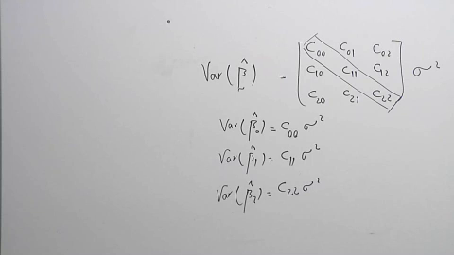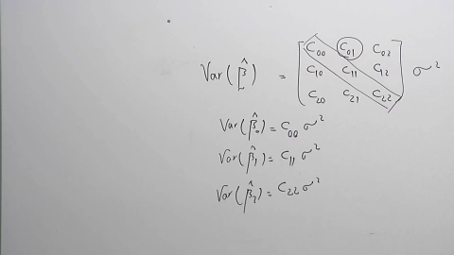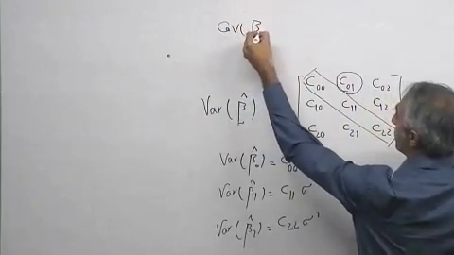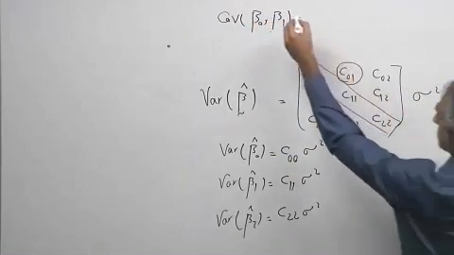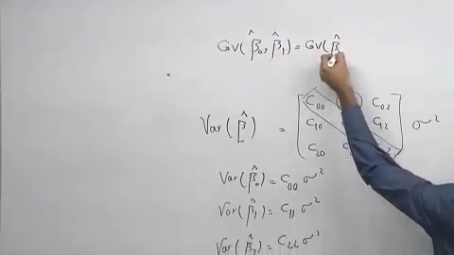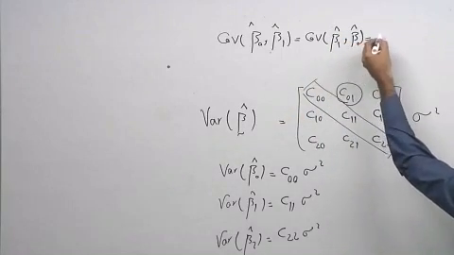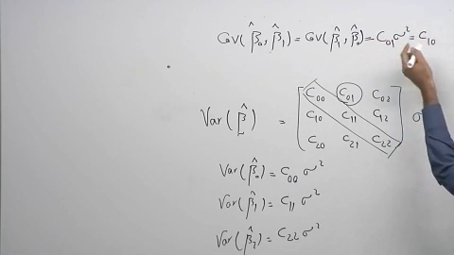Now, how about this element? Do you know what this is? This is the covariance of these two coefficients. So what is the covariance between beta 0 hat and beta 1 hat? It is the same as the covariance of beta 1 hat and beta 0 hat. They are the same. And it is C01 sigma squared, which is the same as C10 sigma squared.